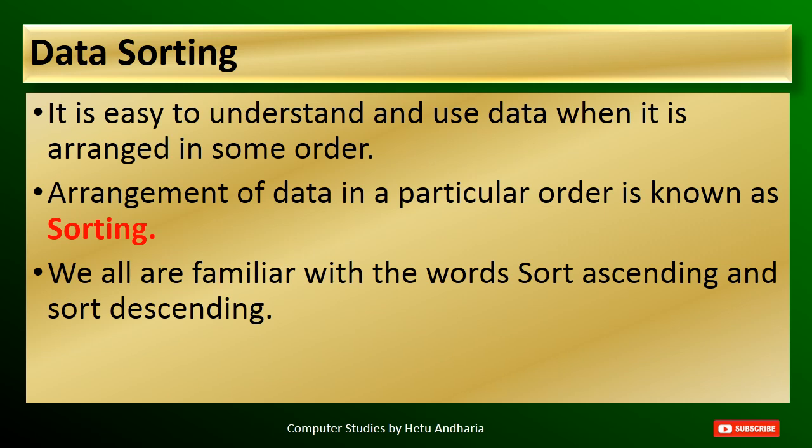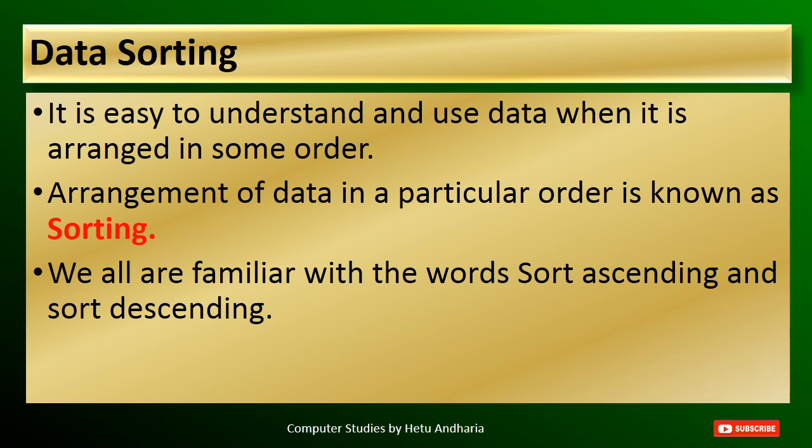So, first let me explain to you the meaning of data sorting. Data sorting means arranging of the data. For example, if we have a list of students, and we want to arrange it in the order of their names, or in the order of their total marks or any specific subject's marks, all these things are known as data sorting. It is easy to understand and use data when it is arranged in some order. Arrangement of data in a particular order is known as sorting. This could be asked in the MCQ.